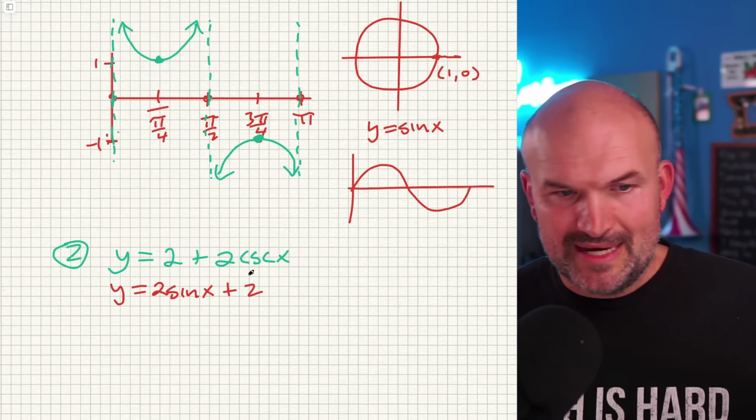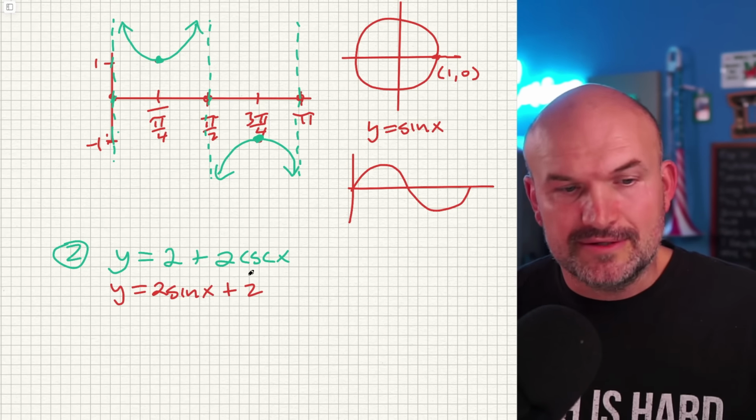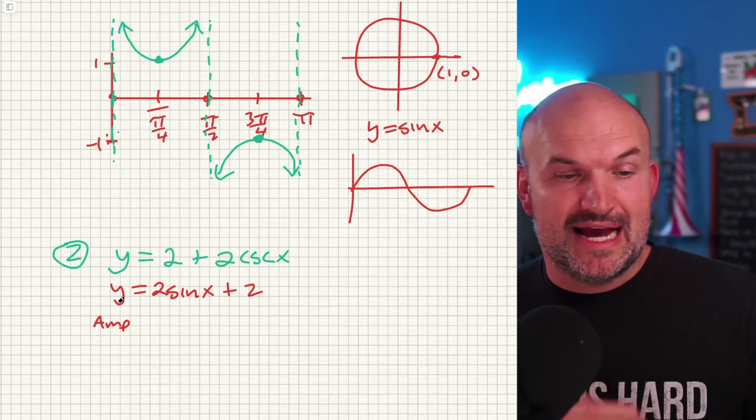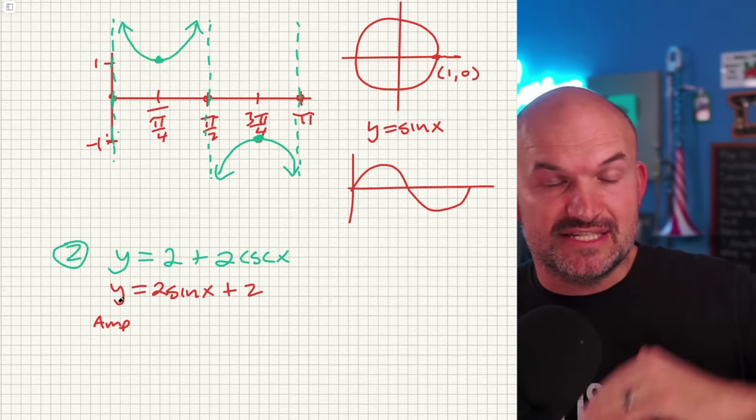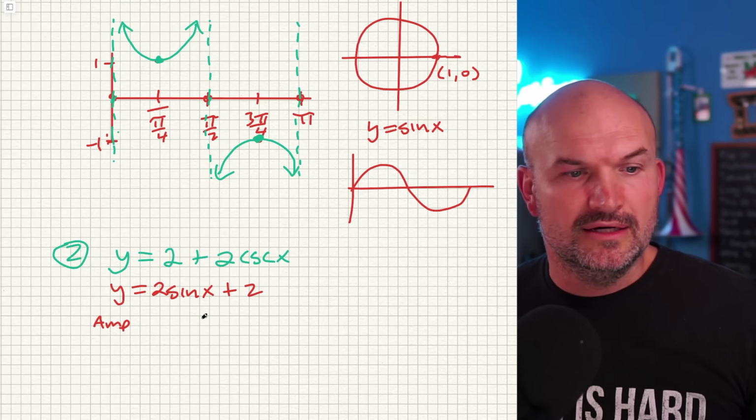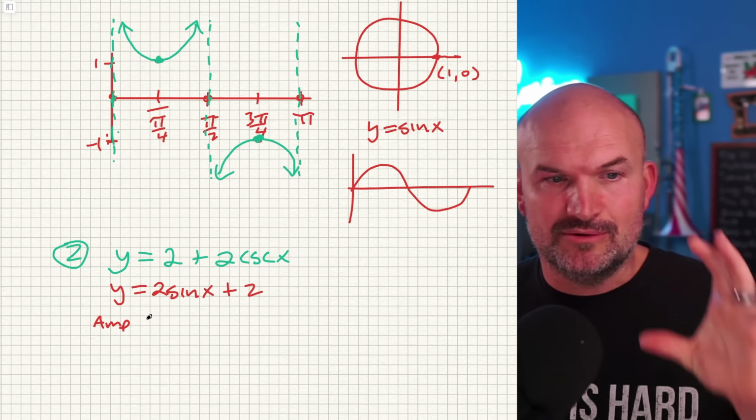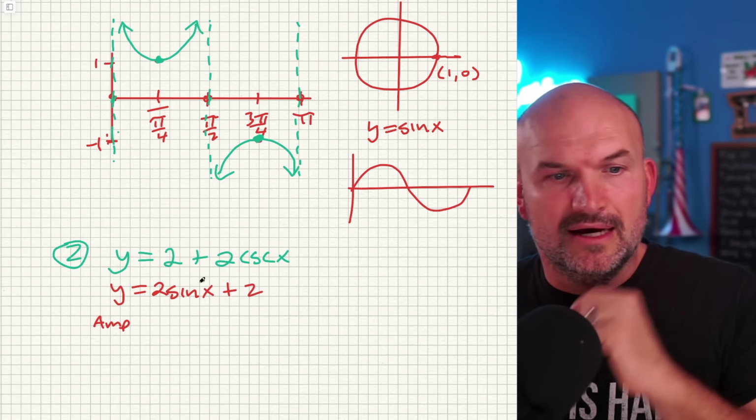It gets familiar with me. I like to have that vertical shift at the end, okay? But we need to go and identify our amplitude. Again, this is going to be how high, or the half distance from the max and the min of our sine graph.